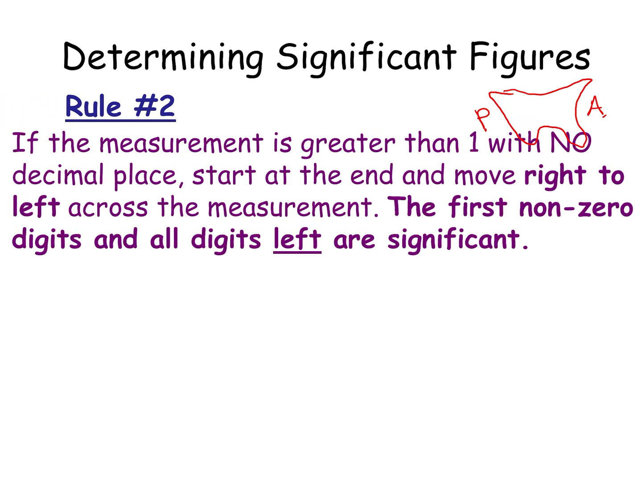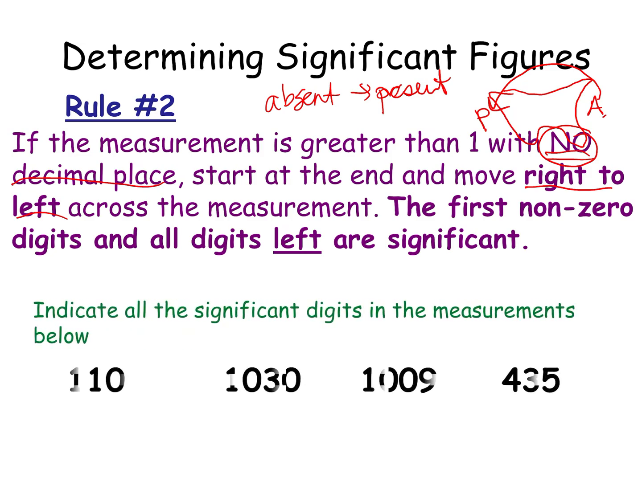If the measurement is greater than 1, but this time there's no decimal place, we're going to start at the end of the number and move right to left. So see how there's no decimal place? It's absent. We're going to move right to left. Absent to present. Okay? The first non-zero digit and all digits to the left is significant. Now I know that seems really hard to digest right now. So let's take a look. Let's see if maybe looking at some numbers will help.